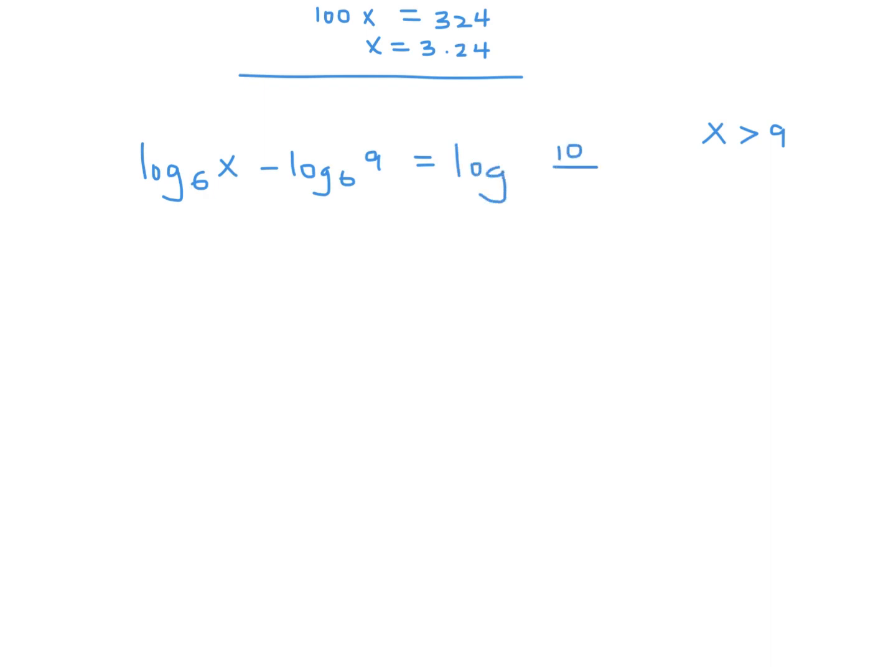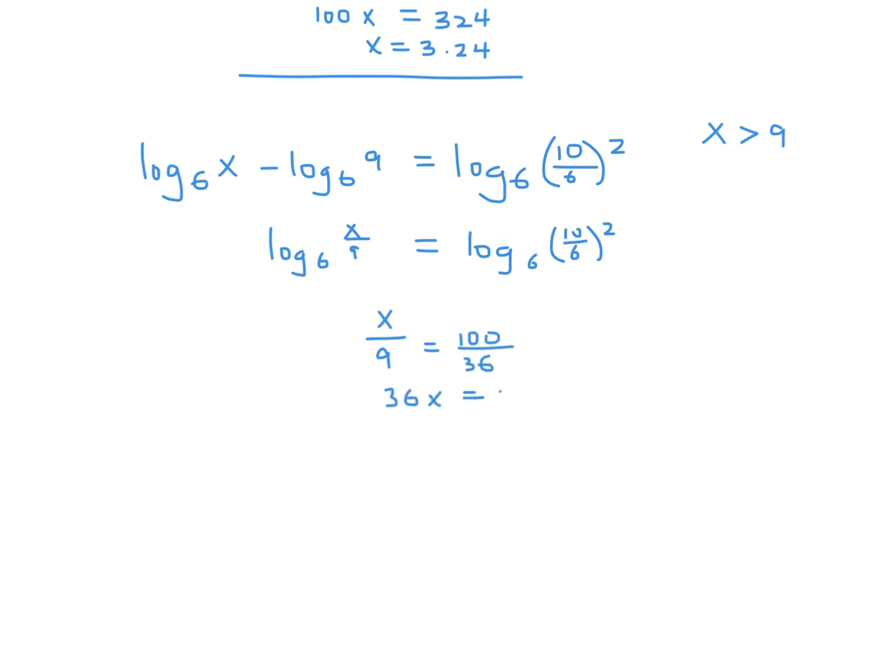I'm just going to write the simplified version because it's pretty much identical. And then this combines. This time it becomes x over 9 to the base 6, and this is log of 10 over 6 squared. Okay, so same as before, and now x over 9 is 100 over 36. So 36x is 900, and therefore x is 25.